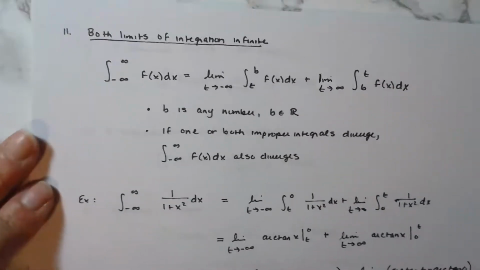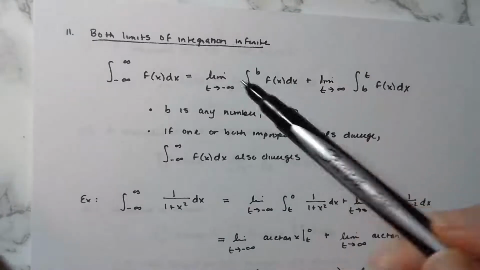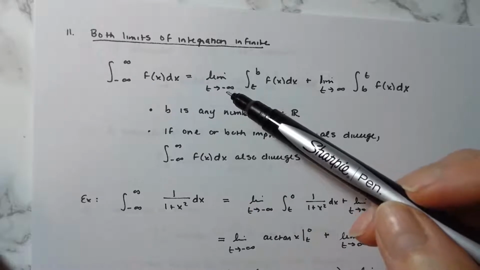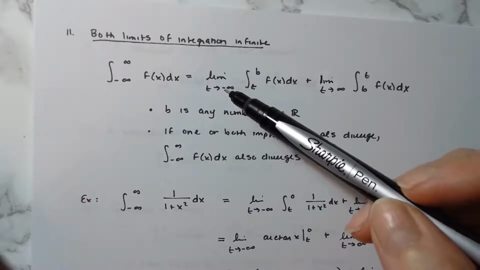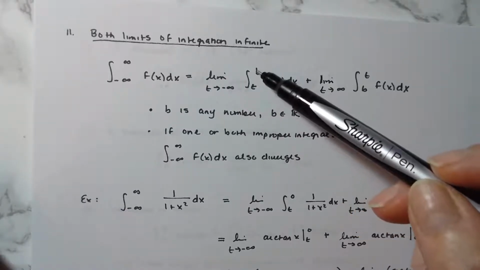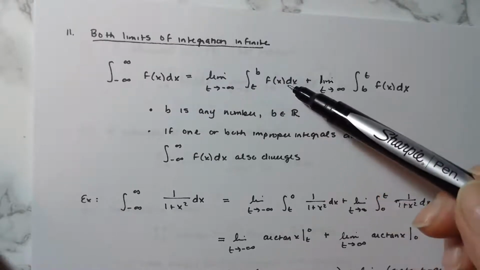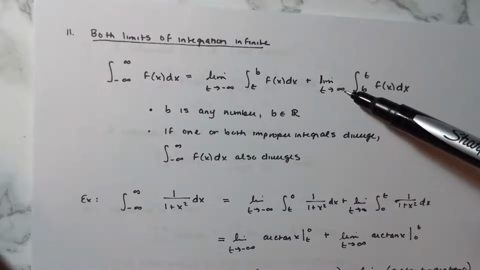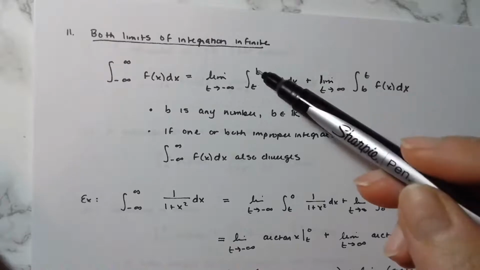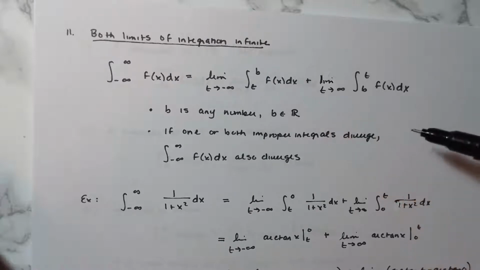When both of the limits are infinite, then all we do is split it at some number, any number you want. We say the limit as t approaches negative infinity from t to b of the function, plus the limit as t approaches positive infinity from b to t. The book calls it c, I think, but you can call this anything you want. You notice these two letters have to be the same. If I choose a c or a b or whatever it is, they have to match.